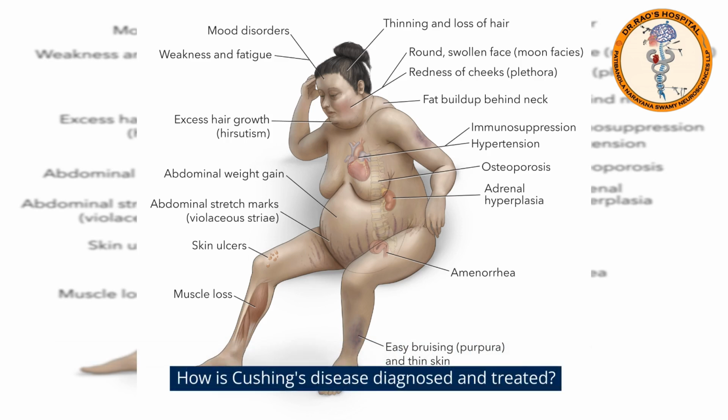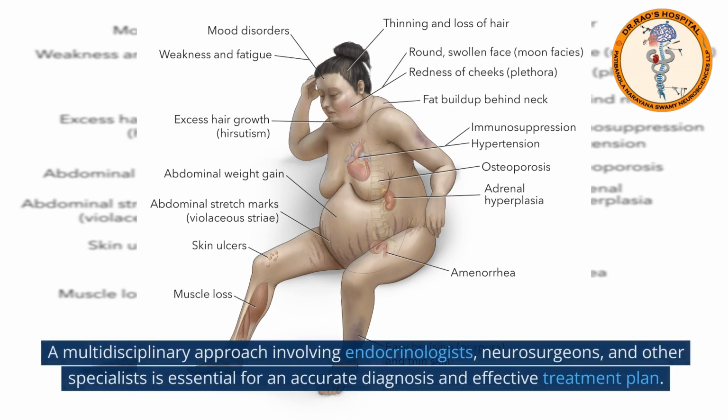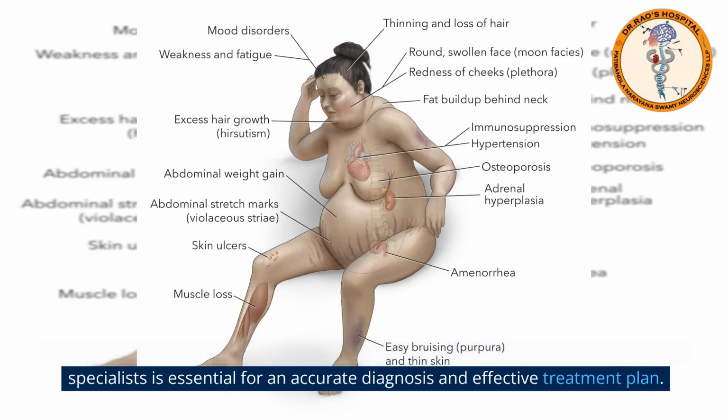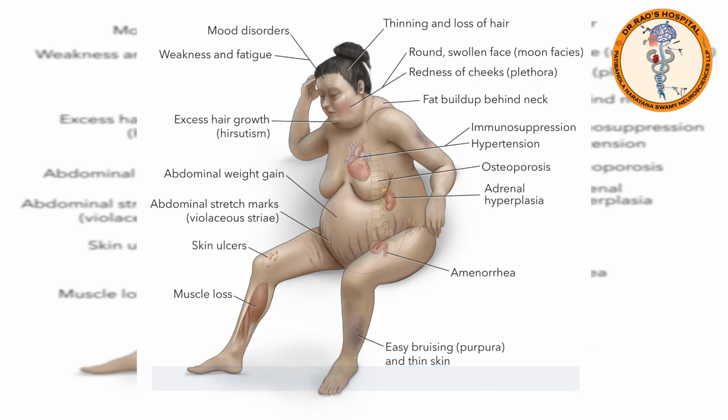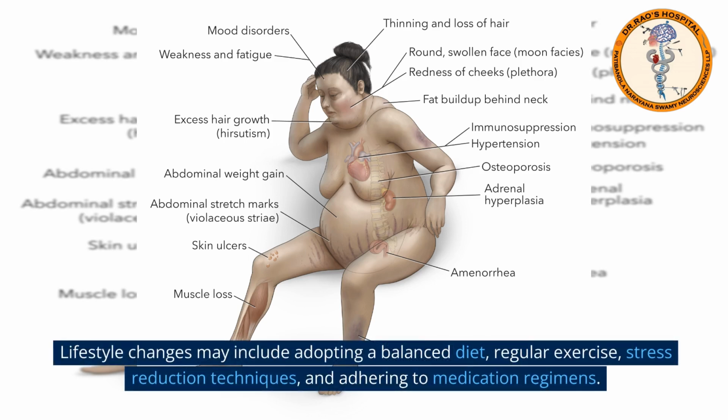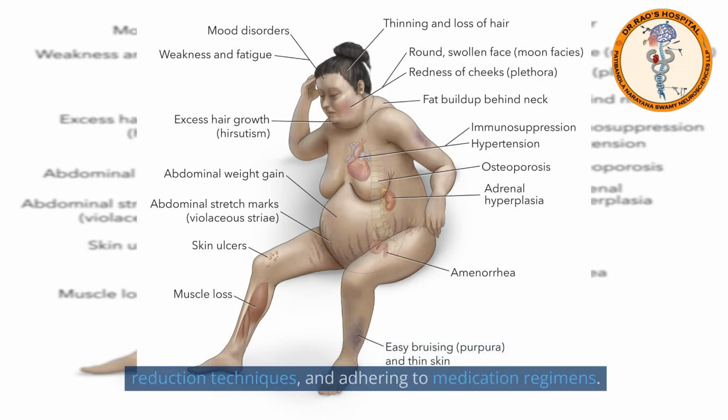How is Cushing's disease diagnosed and treated? A multidisciplinary approach involving endocrinologists, neurosurgeons, and other specialists is essential for an accurate diagnosis and effective treatment plan. Can lifestyle changes help manage Cushing's disease? Lifestyle changes may include adopting a balanced diet, regular exercise, stress reduction techniques, and adhering to medication regimens.